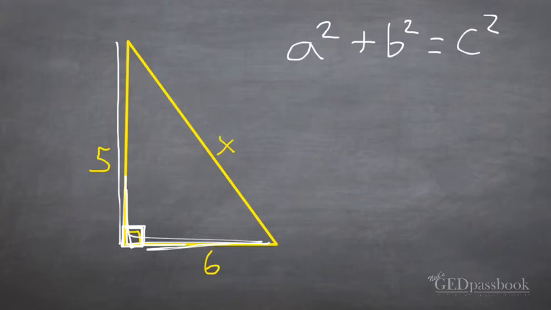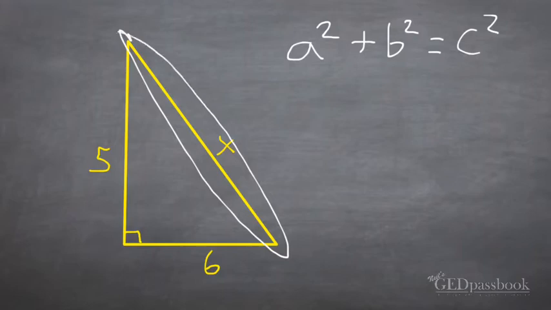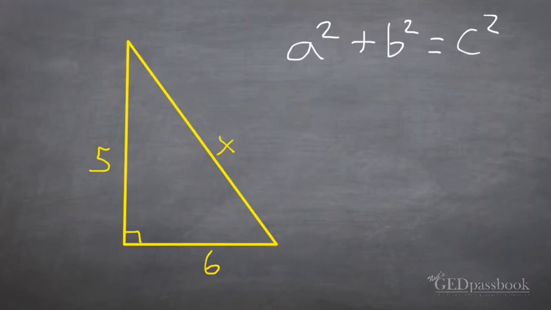And as long as you know that the long part of the right triangle is C, you're safe. That long part has a name. Your side C has a name. The long part of a right triangle is called the hypotenuse. The hypotenuse.